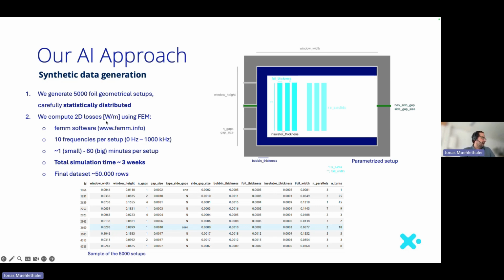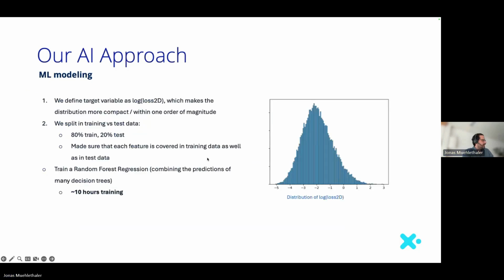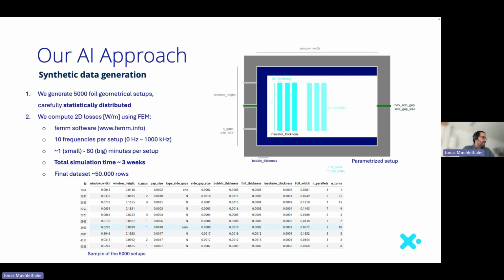We computed then two-dimensional losses. We used, as I already mentioned, the tool FEMM. Many frequencies, small to big, and we simulated for around 3 weeks. So we had at the end a data set of around 50,000 rows. Here you see again the parameterization. We then analyzed this data.